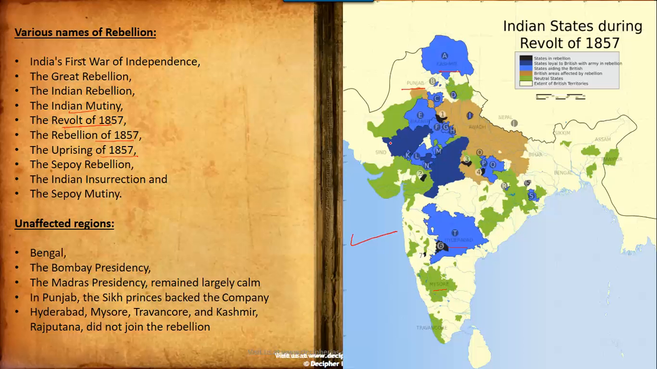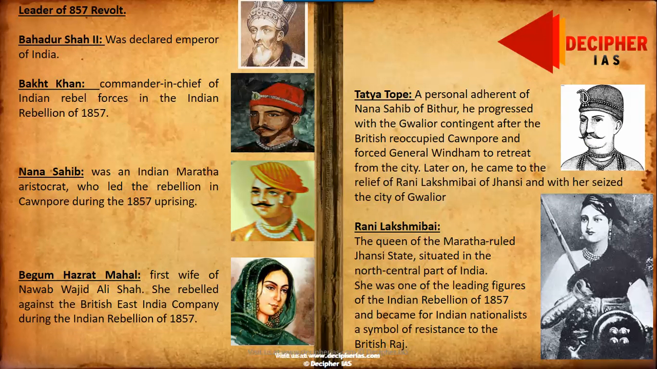Leaders such as Lakshmi Bai, the Rani of Jhansi, became folk heroes in the nationalist movement in India half a century later. We are discussing here some of the great leaders of the rebellion. Bahadur Shah Zafar was declared the emperor of India at the time of the Great Rebellion. Bakht Khan was basically the commander-in-chief of the Indian rebel forces in the Indian Rebellion of 1857.